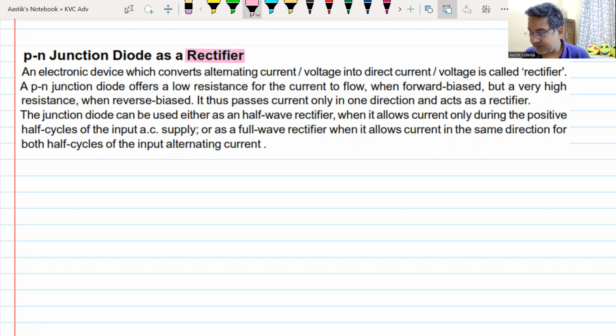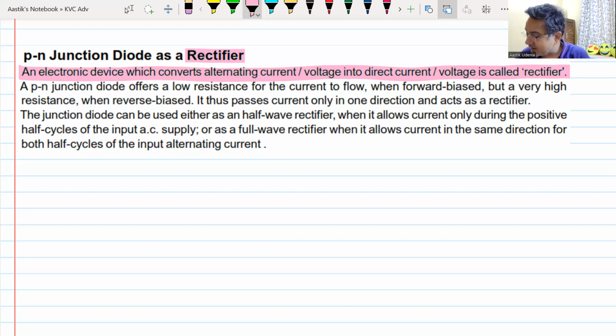Has anyone heard the term rectifier? A rectifier is an electronic device that converts alternating current or voltage into DC current or DC voltage. Now, how can we use this PN junction diode as a rectifier?